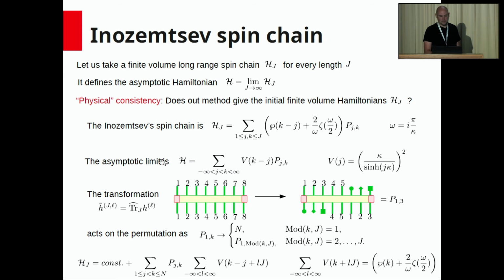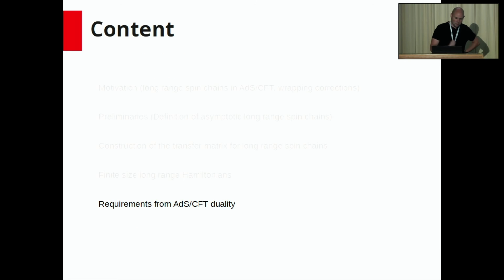So we just showed that for the Inozemtsev spin chain, this physical consistency condition is satisfied. So it's a physically meaningful definition. Okay, let us see some requirements from the AdS/CFT duality.